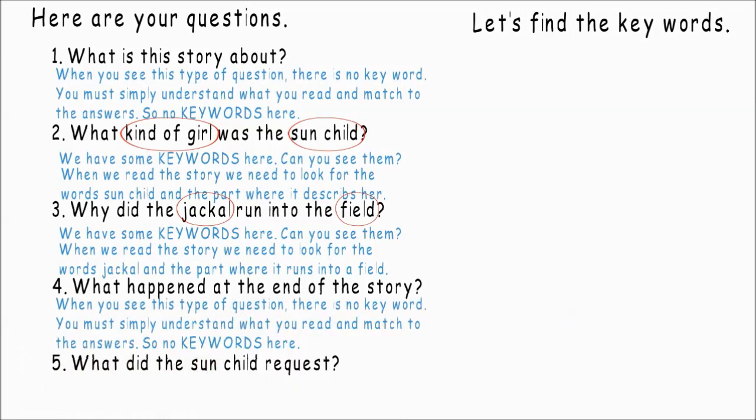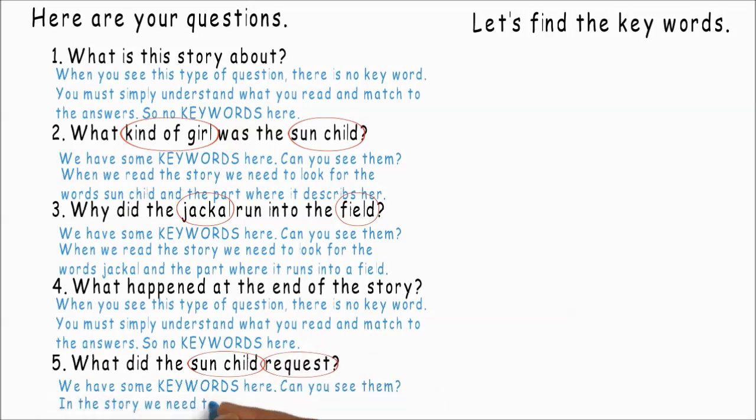When you see this type of question, there is no keyword. You must simply understand what you've read and match the answers. So, no keywords here. And number 5, what did the sun child request? We have some keywords here. Can you see them? Sun child and request. In the story, we need to look for the sun child asking for something.